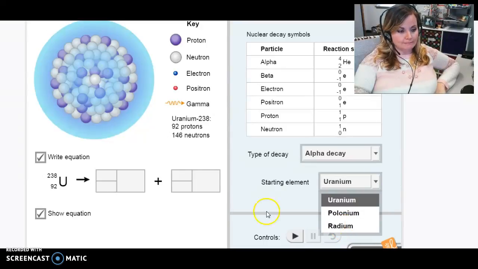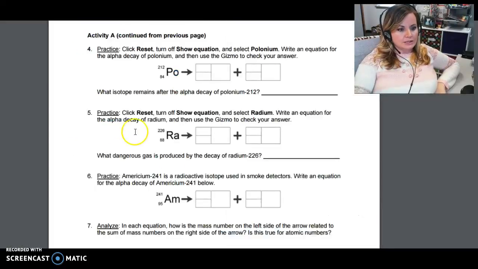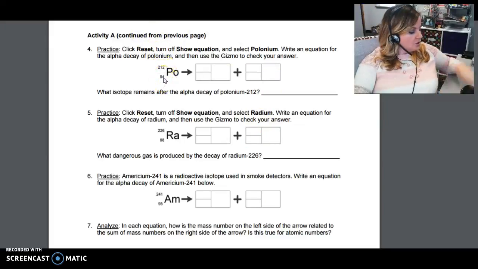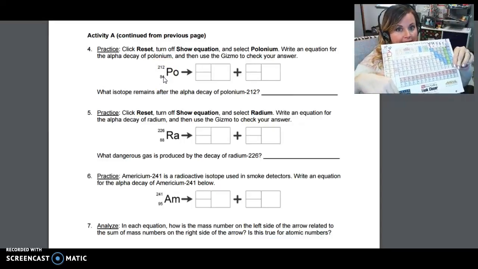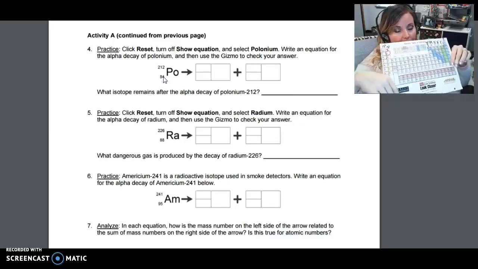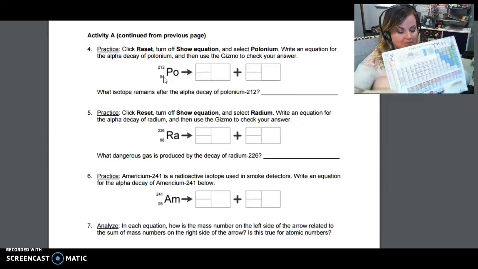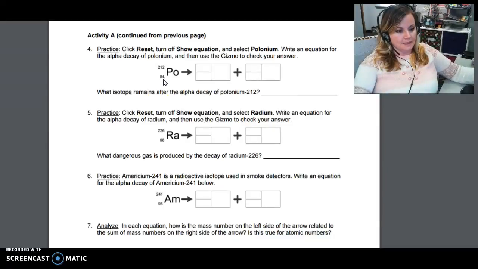Americium is not an option, but you really don't need to do that because when you get to here, you realize that every single time the second box is going to be helium, 4 and 2. So all you need to do is subtract 4 from 212, 2 from 84. Use your handy-dandy periodic table and find the atomic number of the element that you have created, and it will tell you the identification of it. So it's pretty simple that way.